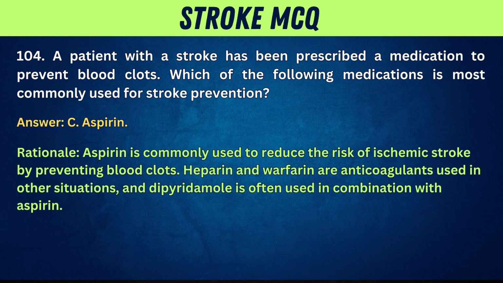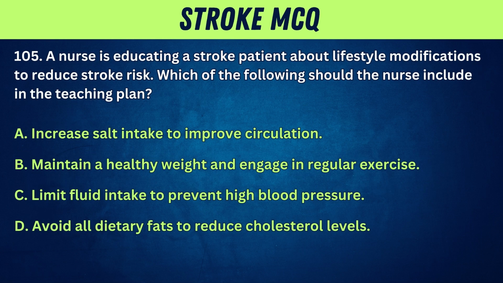Aspirin. Rationale: aspirin is commonly used to reduce the risk of ischemic stroke by preventing blood clots. Heparin and warfarin are anticoagulants used in other situations, and dipyridamole is often used in combination with aspirin.